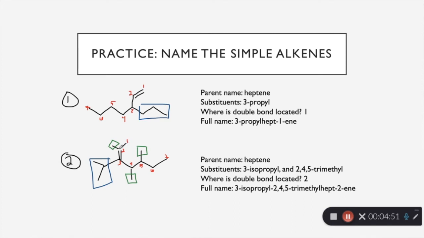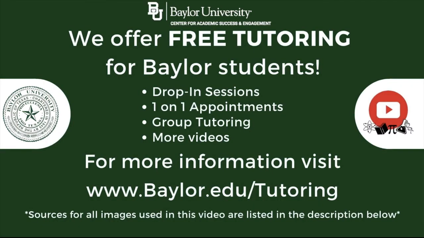So we have 1, 2. This is the carbon where the double bond starts. So the full name is going to be 3-isopropyl-2,4,5-trimethyl-hep-2-ene. So again, just make sure you remember to put where that double bond starts. And then for this one specifically, make sure you name these 3 methyls correctly. So 2,4,5-trimethyl.